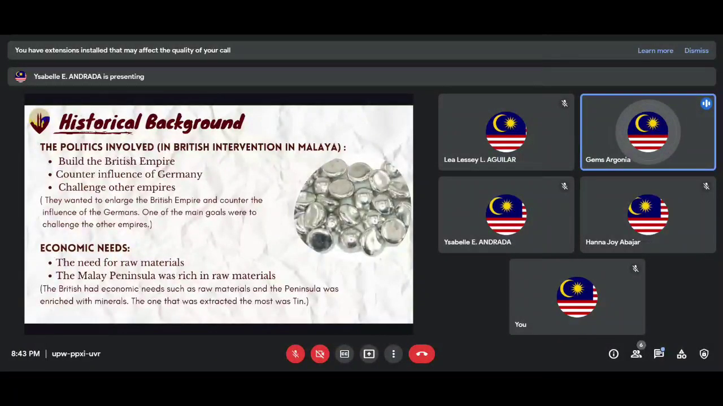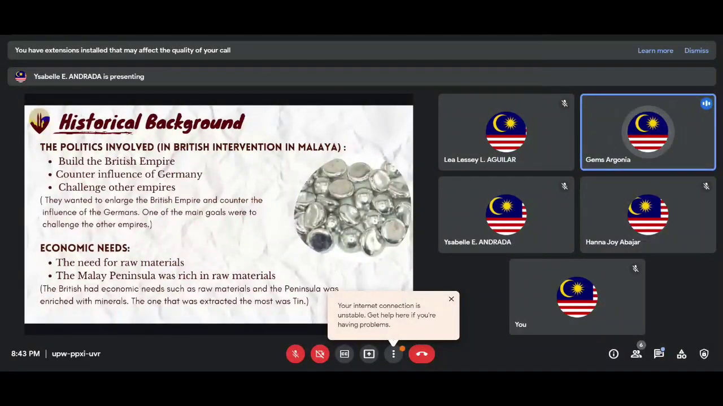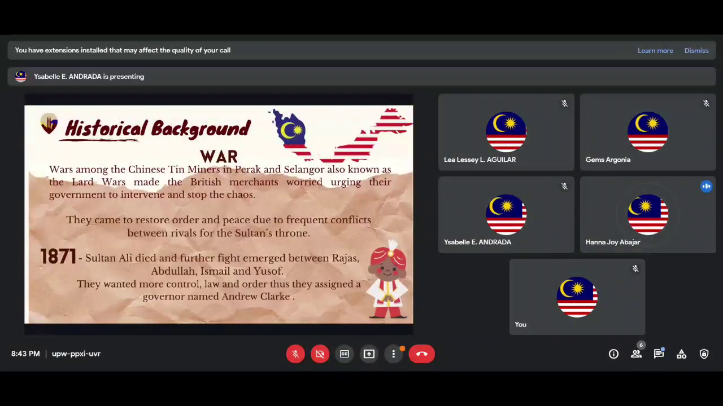They wanted to strengthen the British Empire and counter the influence of rivals. One of the main economic reasons was that the Malay Peninsula was rich with minerals. The one that was extracted the most was tin.